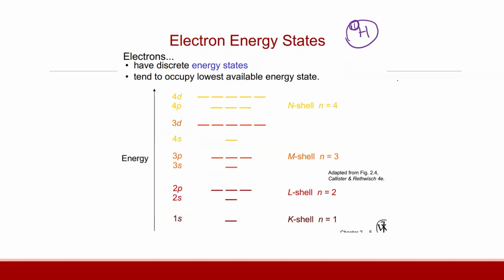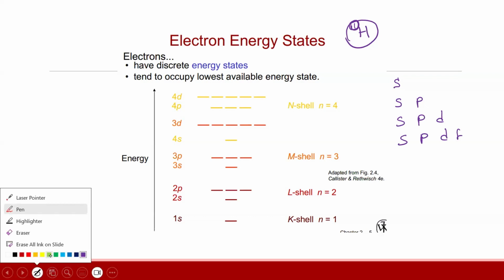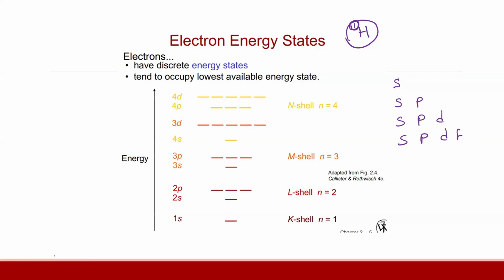We said we have S in the first shell, S and P in the second shell, S, P and D in the next one, S, P, D, F in the next one, like that. So where does that one electron stay? In the S. So this is where the electron stays. So the S electron stays like this.